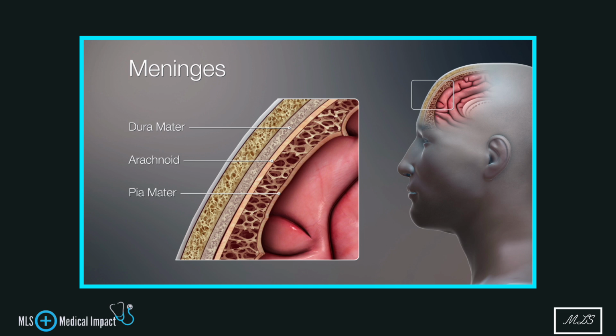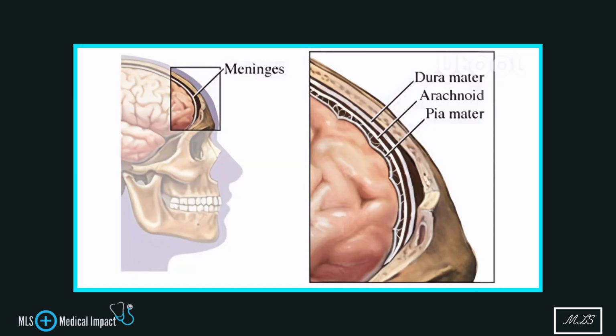So how do we get to understand meningitis? We have to understand the layers and to look at each of these layers. So first we have the pia mater. So this is the innermost layer, and it is attached directly to our brain and spinal cord. So secondly, we have the arachnoid mater. So this is the middle layer. And lastly, we have the dura mater, which is the outermost layer.